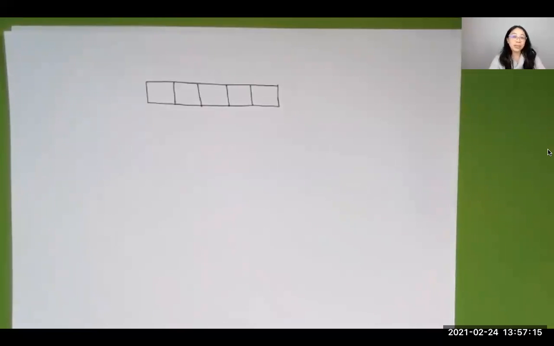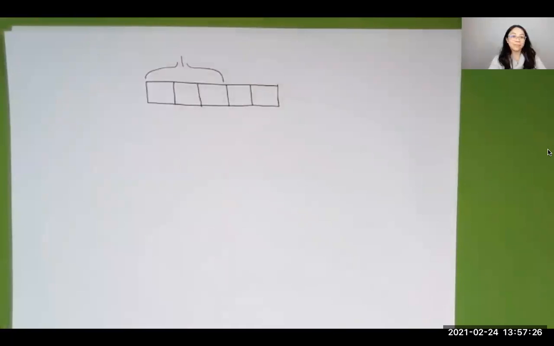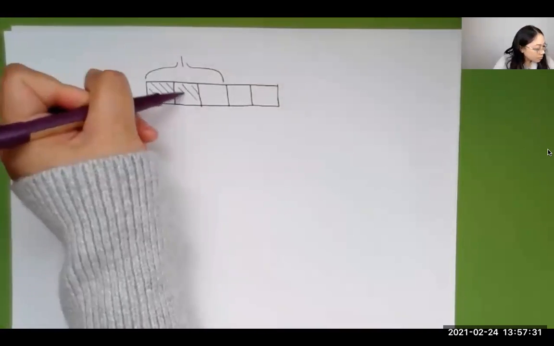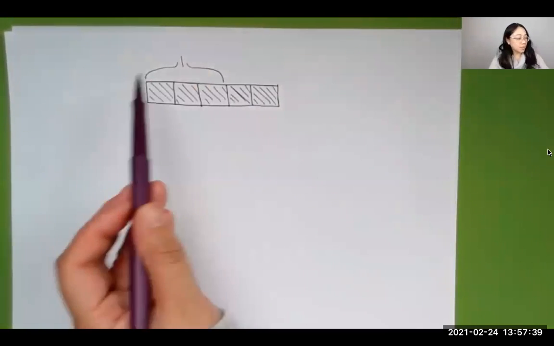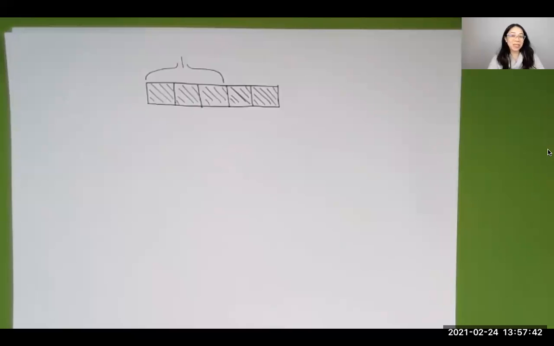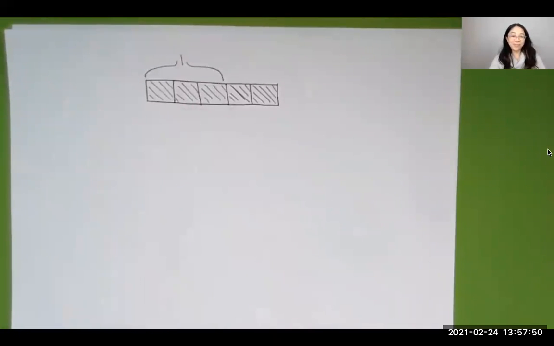Now each part represents 1/3. So I'm going to bracket 3/3 to show 1. Next, I'm going to shade in all 5 parts. Go ahead and pause the video here to draw this same diagram on your paper now. I'll be here when you return. Welcome back. So again, what fraction is being represented here? 5/3.